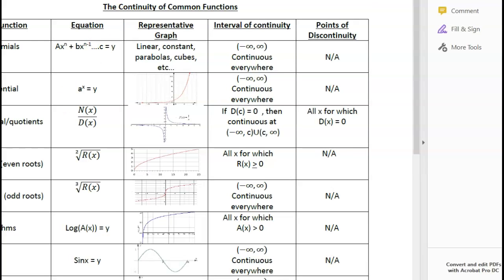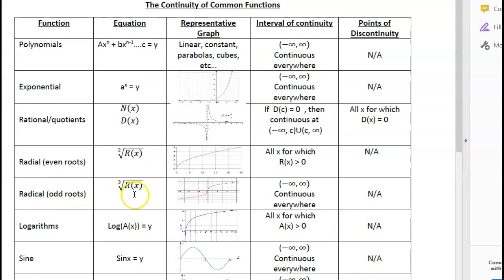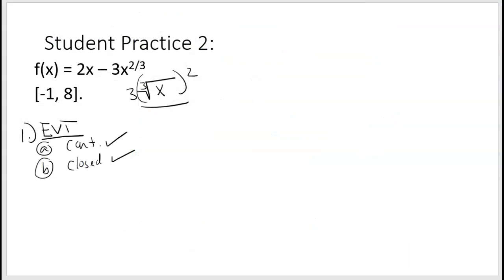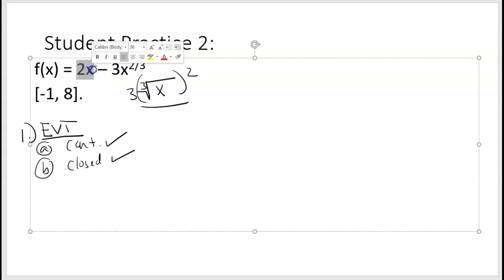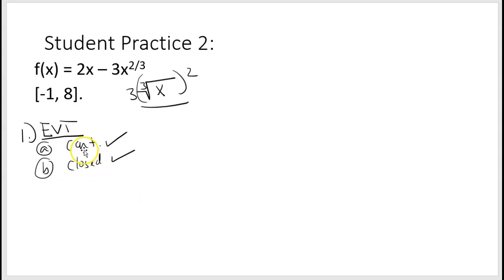Cube roots, odd roots, things that look like this, for instance, those are also continuous everywhere. So once again, this little worksheet that we have is going to come in handy when it comes to dealing with these various functions. So since both the 2x and this cube part are both continuous everywhere, that means the whole thing is continuous everywhere. And that means that, yes, once again, the EVT applies, and we know for certain there has to be a min and a max. All right, now I want you guys to do step 2.